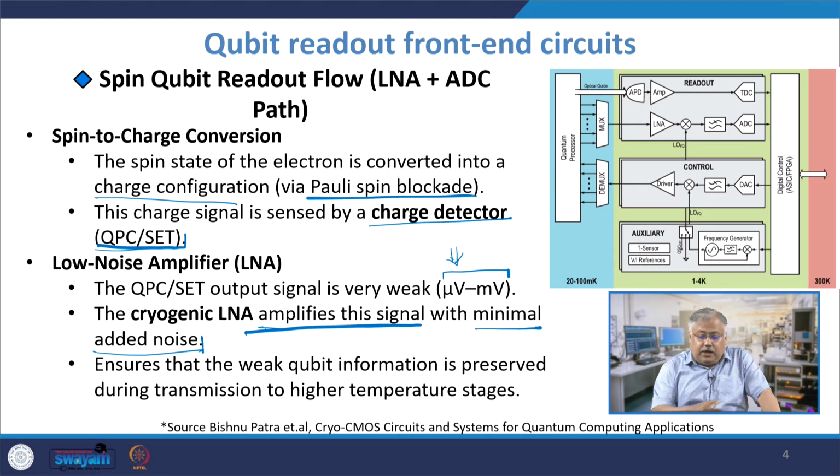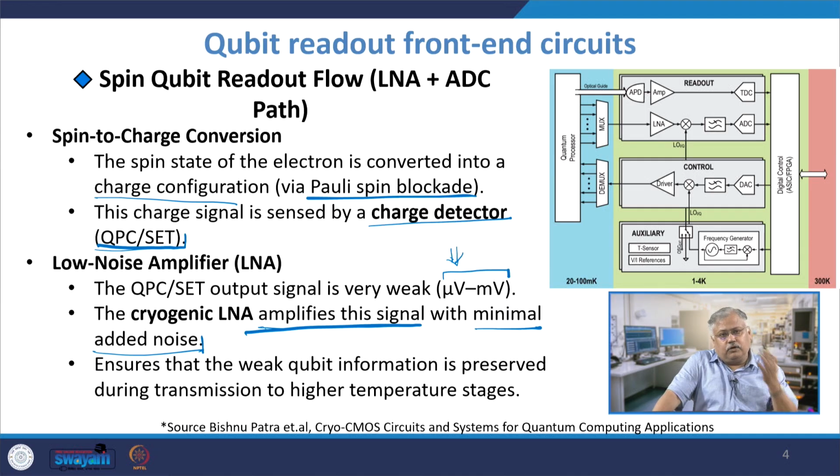Now, while doing all these things, the main issue one needs to be concerned with is that the information stored in the qubit is preserved, especially when you make the transition from lower temperature to higher temperature stages. Because if you remember in our previous lectures, we had shown that the information is carried from a very low temperature to a relatively high temperature, and there are certain stages through which it goes.